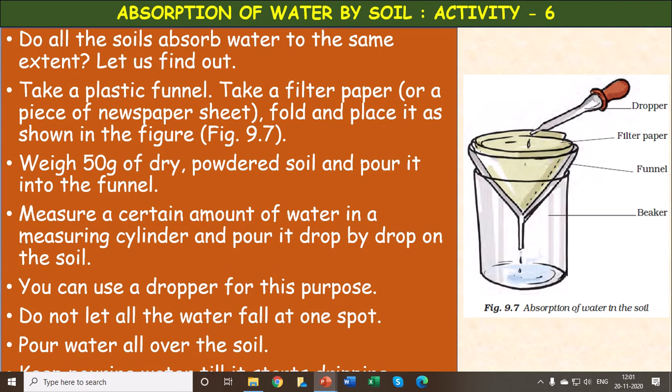Next, you can use a dropper for this purpose and do not let all the water fall on one spot, and pour water all over the soil. Keep pouring water till it starts dripping. Okay, see here you can see the dripping, that water gets filtered and drop by drop it will fall into the beaker through the funnel.